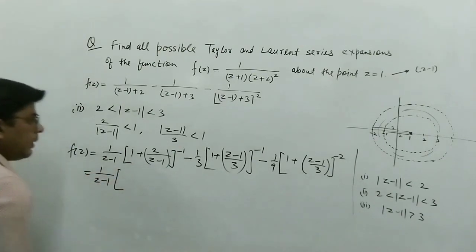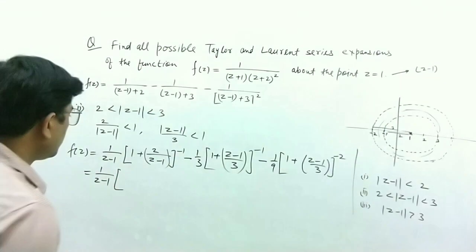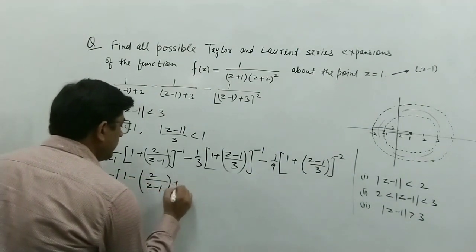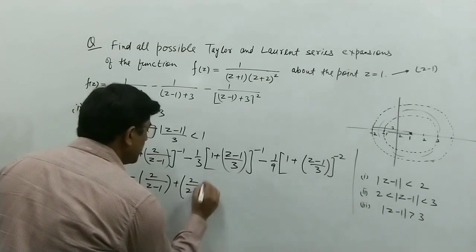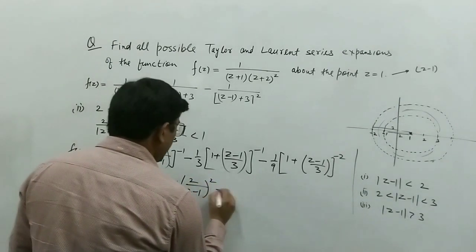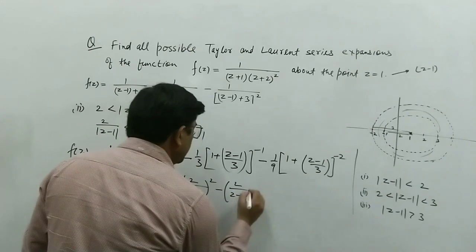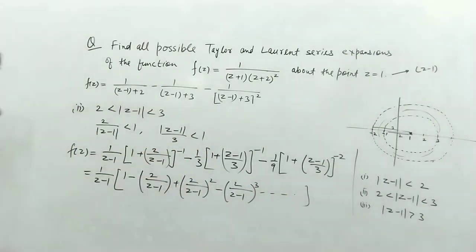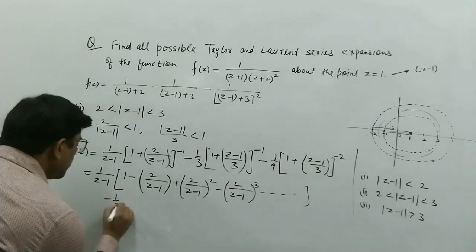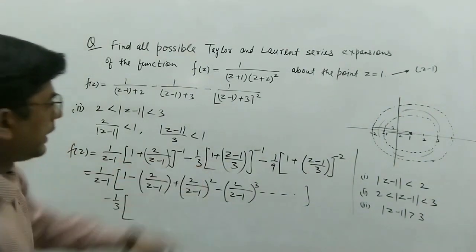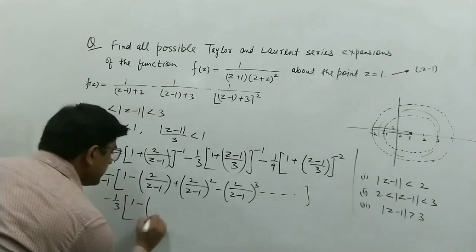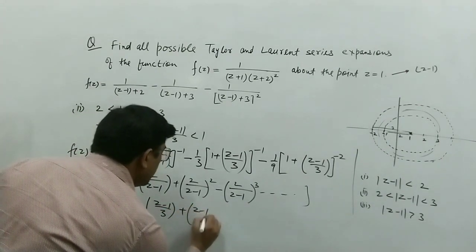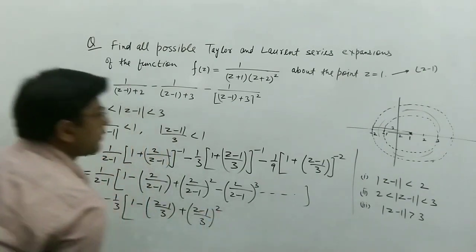This will be equal to 1 plus x to the power minus 1. So we use this series. This is 1 minus 2 upon z minus 1 plus 2 upon z minus 1 square, and minus 2 upon z minus 1 cube, and so on. This is the first expansion. Now in the second expansion we write this 1 upon 3. Here we will write this as 1 minus z minus 1 upon 3 plus z minus 1 upon 3 square and so on.